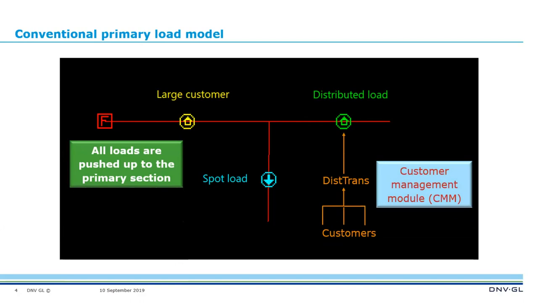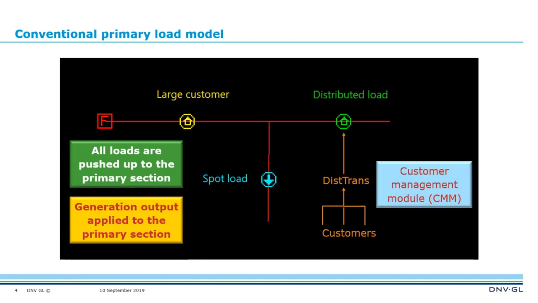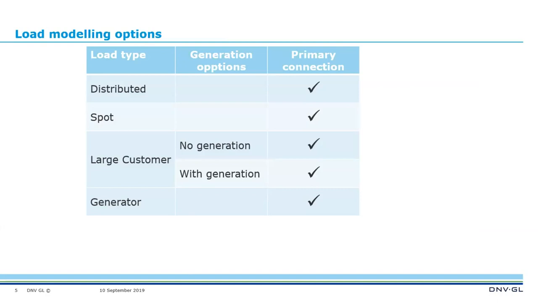And currently or historically, all the generation outputs have been applied to the primary section model. So we haven't been reflecting the impact of distribution generation below the distribution transformer, and also the impedance of the distribution transformer on the performance of the generation or losses. So these are the conventional options that were available to us.